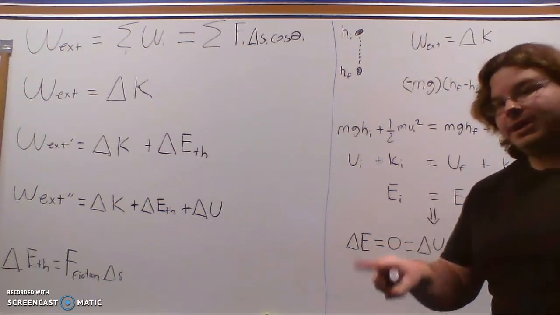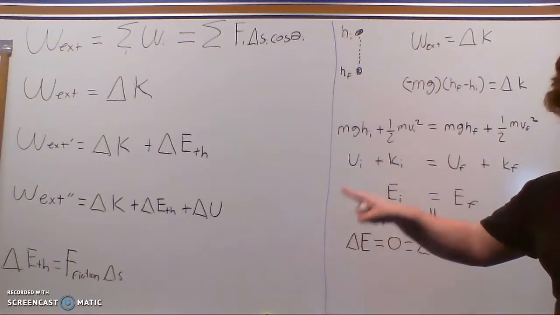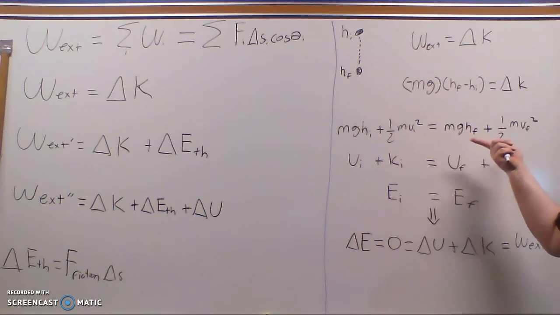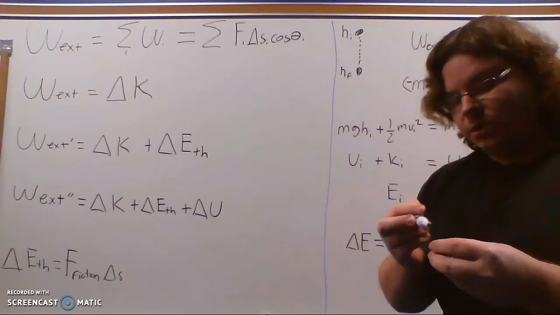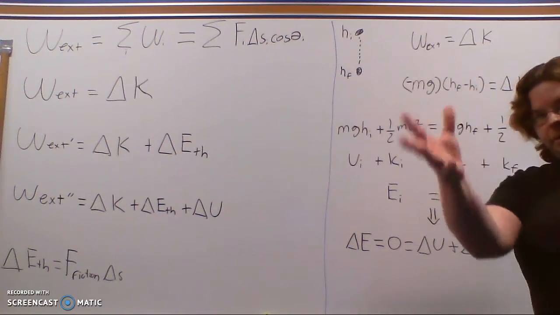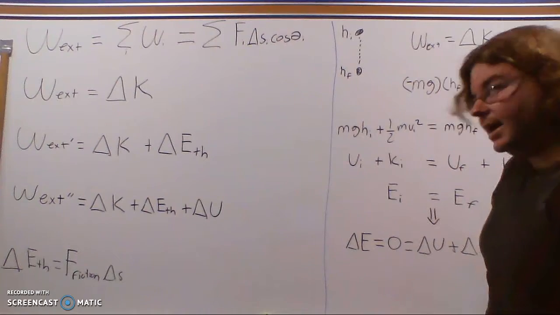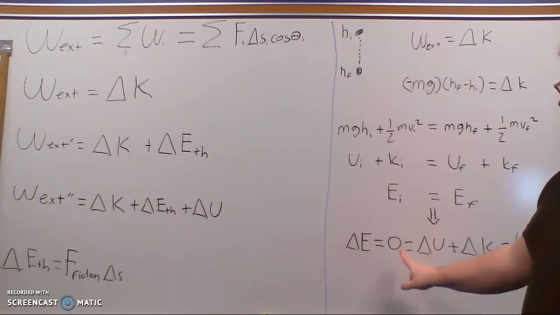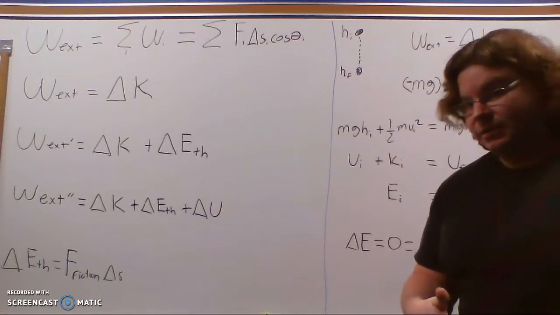And when there's no external work, the total amount of energy is the same in my initial condition as it is in my later condition. This is what we call the conservation of energy. The total amount of energy in our closed system, in our complete system, if there's no external work, no external forces acting on it, the total amount of energy in the initial and final is conserved.